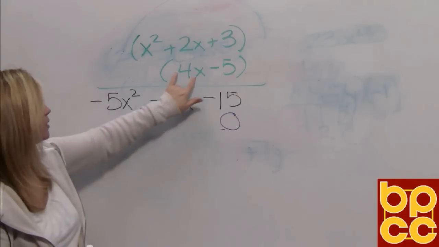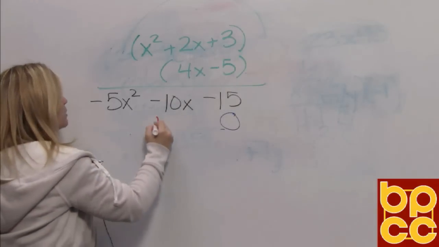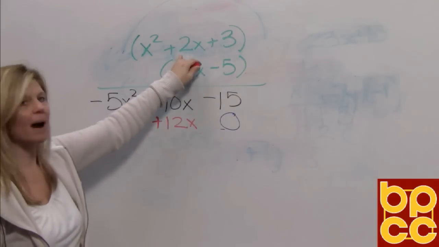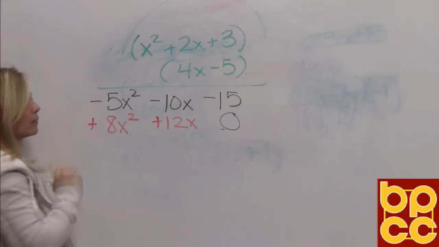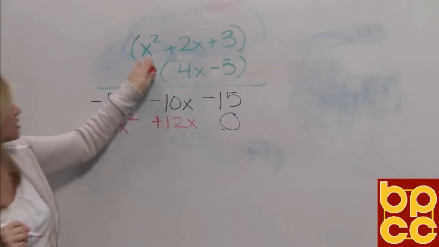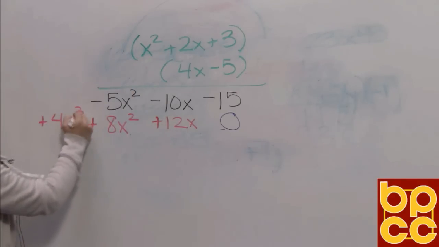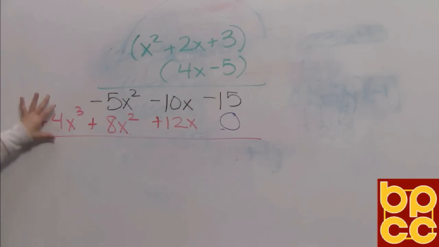Now we'll distribute the 4x. 4x times positive 3 is positive 12x. 4x times positive 2x would be positive 8x squared. 4x times x squared would be positive 4x cubed. Now that you're done distributing, you do not see any more parentheses, which means you either add or subtract. So you look for your like terms and you put them together.